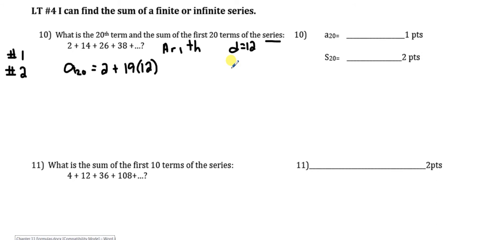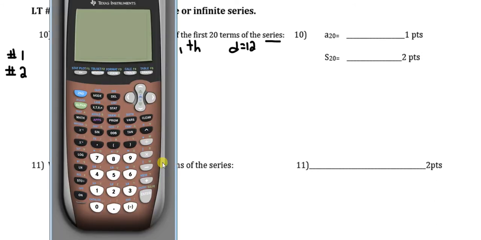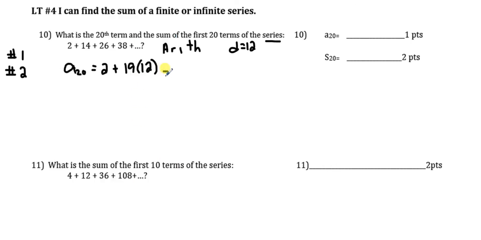I was looking at my notes here and I think I did that wrong the first time. So let's calculate this out. Hopefully I'm not doing it wrong this time. 2 plus 19 times 12. 230. Now, PEMDAS, it's going to do the 19 times 12 first, and then it's going to add 2, and that's what we want. 230, that's the 20th term. So A20 is 230.